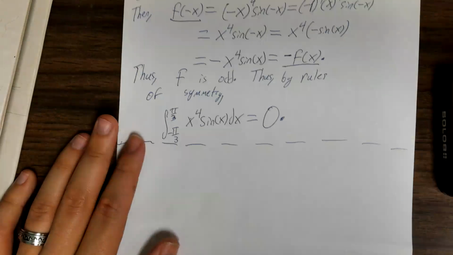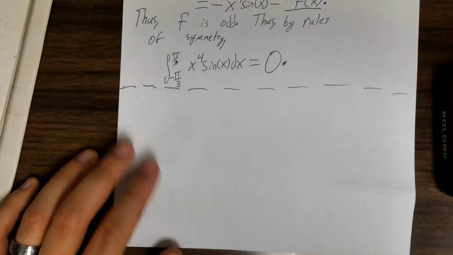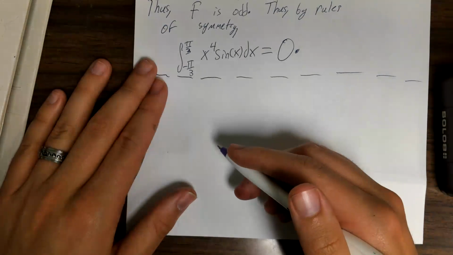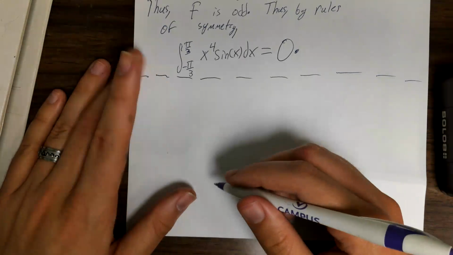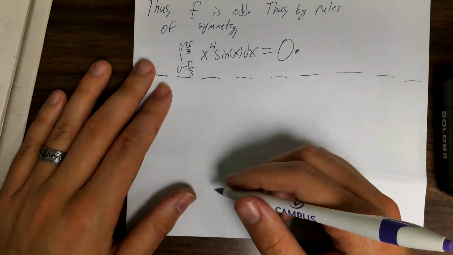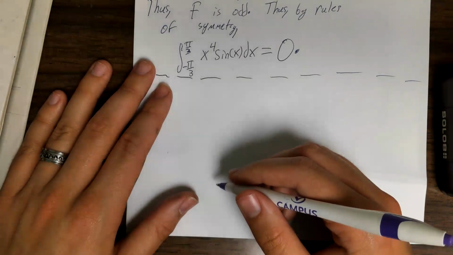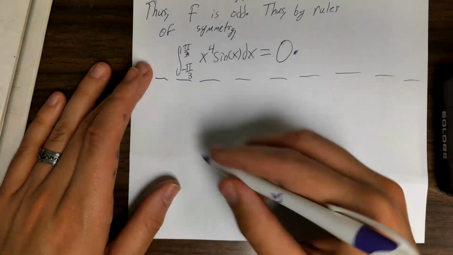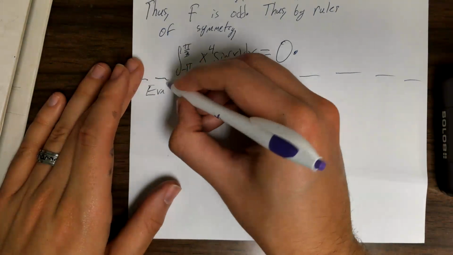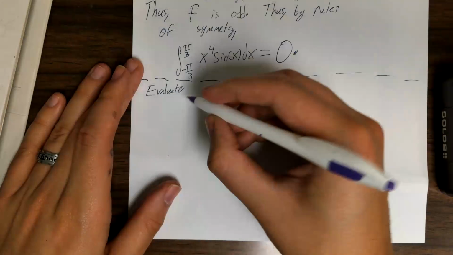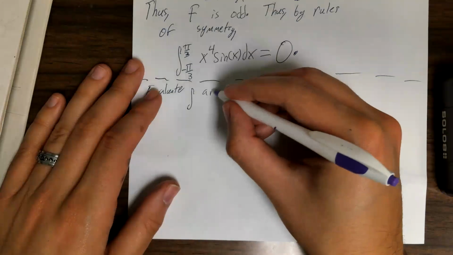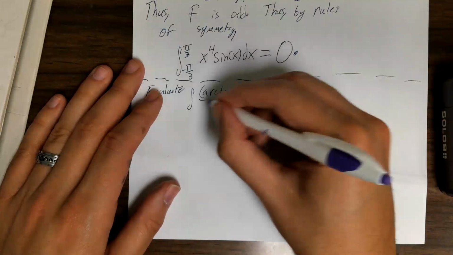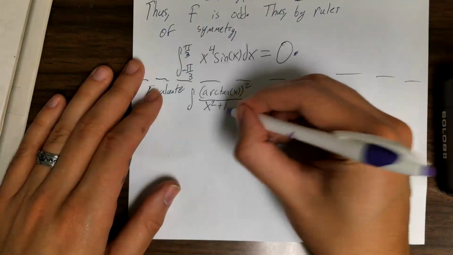I think that we can talk about maybe another integral. Let's see what we have here. I guess I haven't really talked about the inverse trigs. So let's do a pretty basic one, the arctangent. Let us evaluate the integral of arctangent of x squared over x squared plus 1.